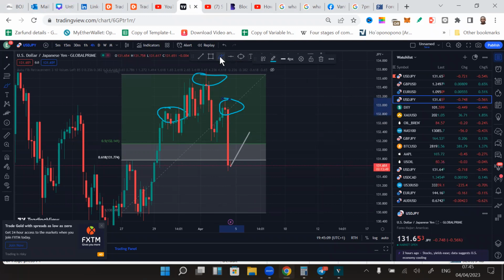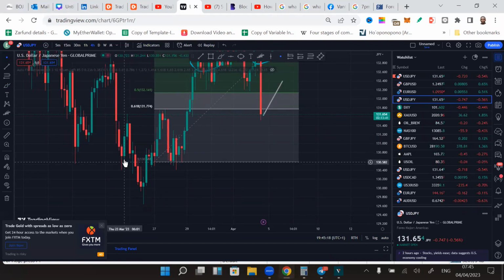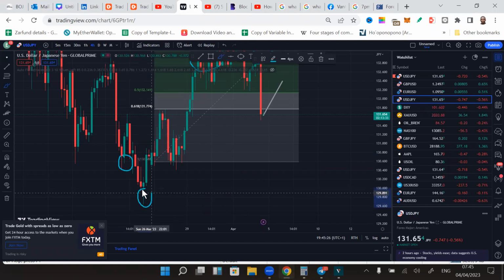So let me show you the opposite of this. So this is the opposite. Look at it here. This is a left shoulder. This is a head. This is a right shoulder. So when you see this, this is a bullish movement. This is a bullish pattern.